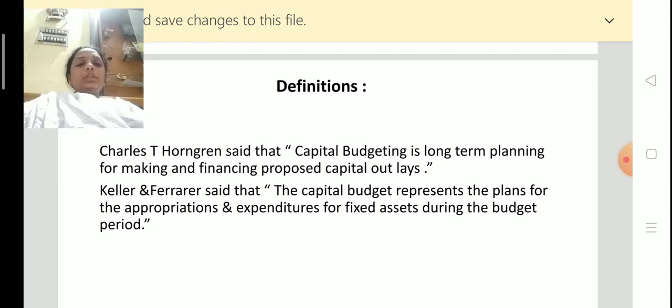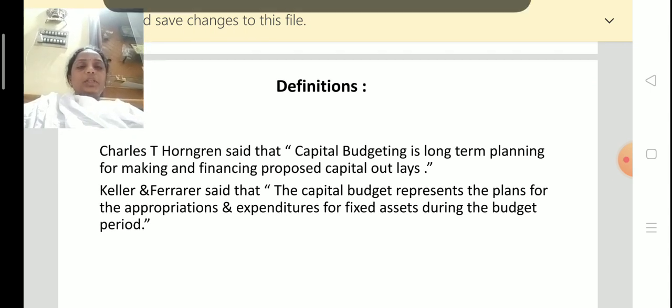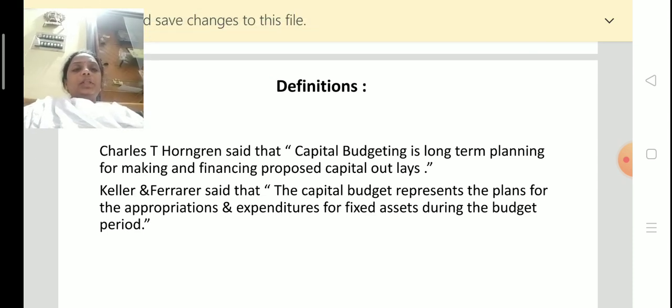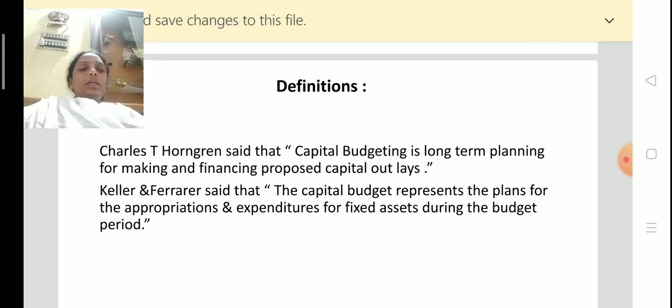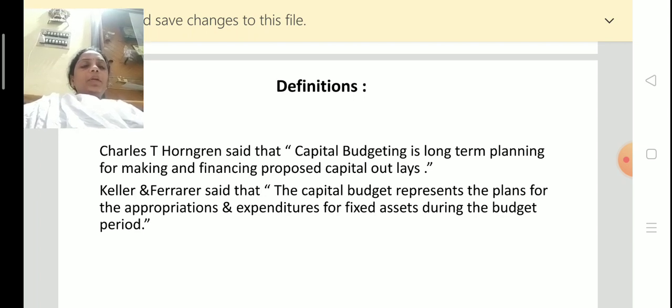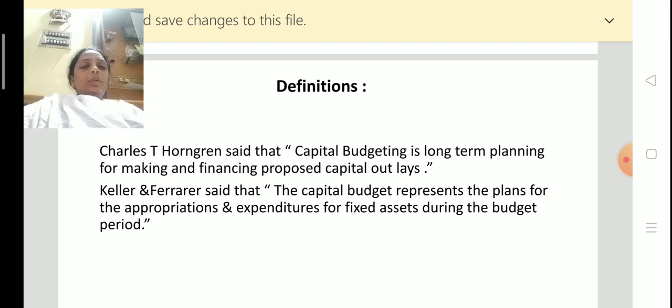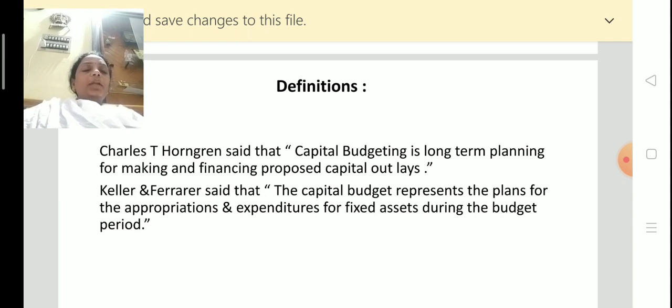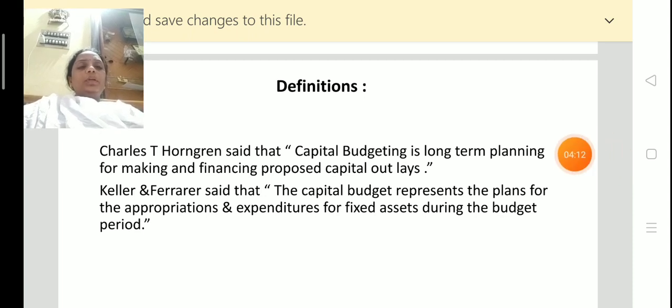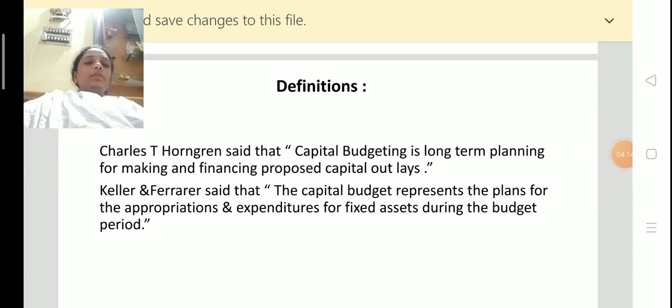And we know another definition of capital budgeting. Charles T. Horngren said that capital budgeting is long-term planning for making and financing proposed capital outlays. And Keller and Ferrara said that capital budgeting represents the plan for the appropriation and expenditure for fixed assets during the budget period. These are the definitions of capital budgeting.